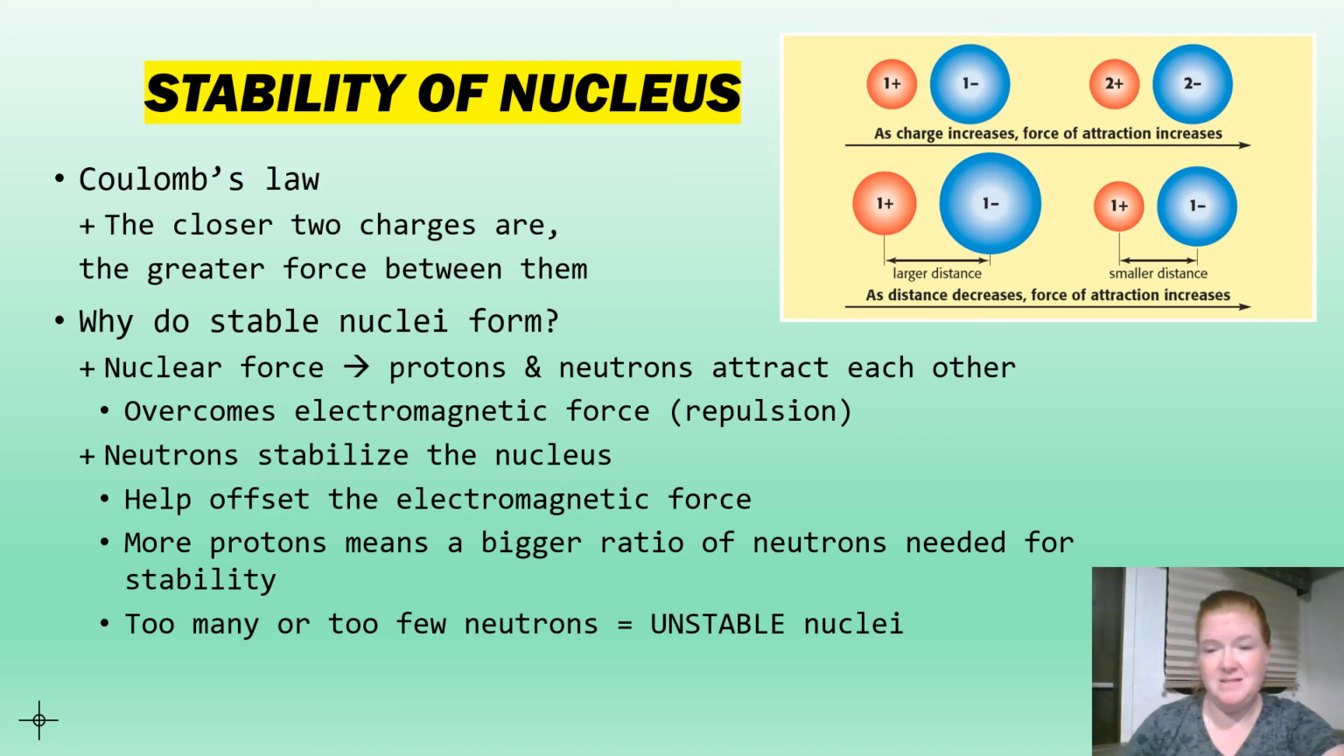There's only one atom that doesn't have to have a neutron in its nucleus, and that's hydrogen. So the neutrons, since they don't have a charge, help to offset that electromagnetic force. The more and more protons there are in an atom's nucleus, the more and more neutrons I need for stability. If I have too many or too few neutrons, the nucleus is going to be unstable. So for any atom except for one version of hydrogen, I need neutrons to help stabilize the nucleus.